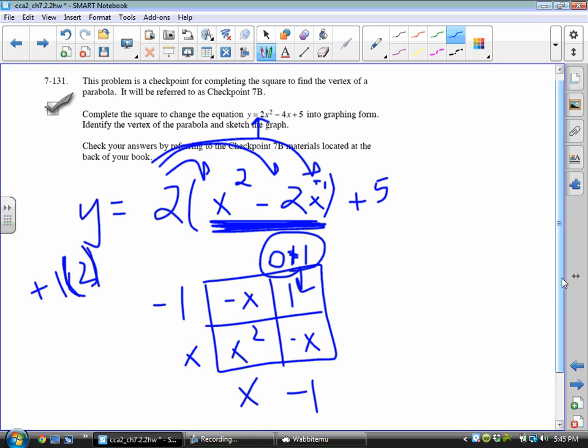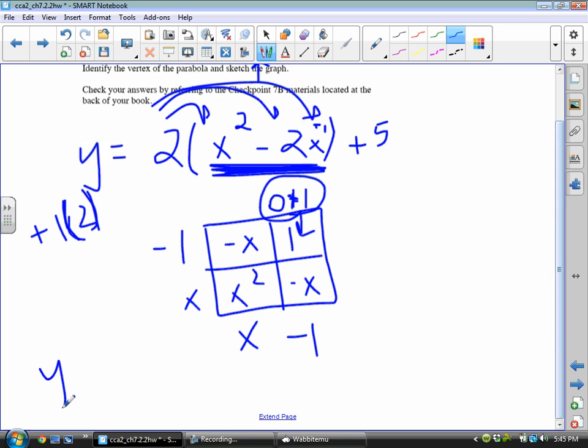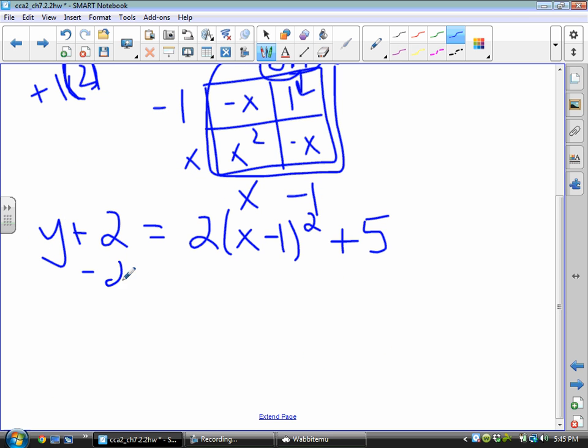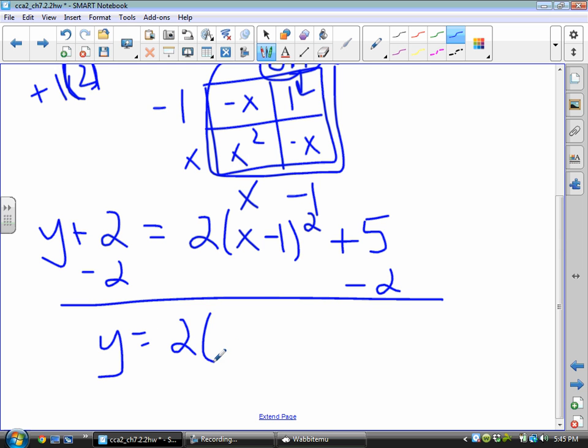Okay, so now I'm going to rewrite this. y plus 2 equals my coefficient times the box, the product of it, 2 times x minus 1 squared, plus my little 5 that was on the end. I have the same 5 I still need down there. Last but not least, I want to subtract this 2 over. I subtract it from the 5 because those are common terms. I can't subtract things from inside parentheses.